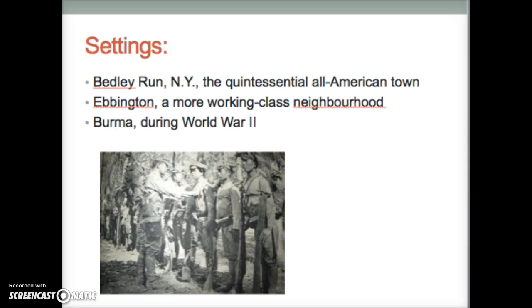There's also the working class neighborhood of Ebbington, where his daughter Sunny lives and works, and this is more of a contrast with Bedley Run, in the sense that Ebbington is a little bit more struggling economically, people aren't as wealthy who live there, but it's also a little bit more racially diverse. There's more diversity, and that's where his daughter Sunny chooses to live and work. And then the third setting will be the flashback scenes when Hatta remembers his service as a soldier for the Japanese Imperial Army in World War II. The primary memories take place when he was stationed as a soldier in Burma, and the events that play out during that time in his past.